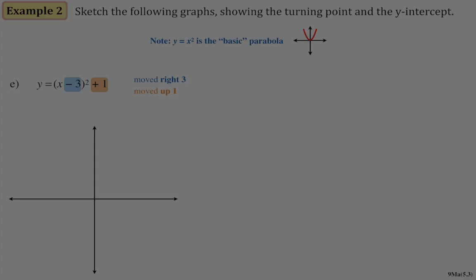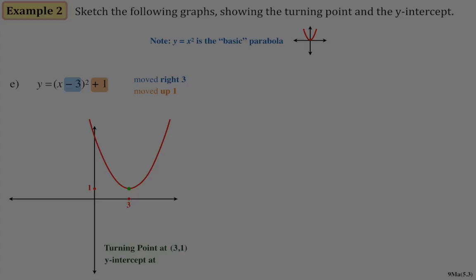So then when I go to do my sketch, I look at the point 0, 0, and I'm going to go right 3 and up 1, and I'll put a dot. So there's my dot for right 3 and up 1, and that's my turning point at 3, 1.